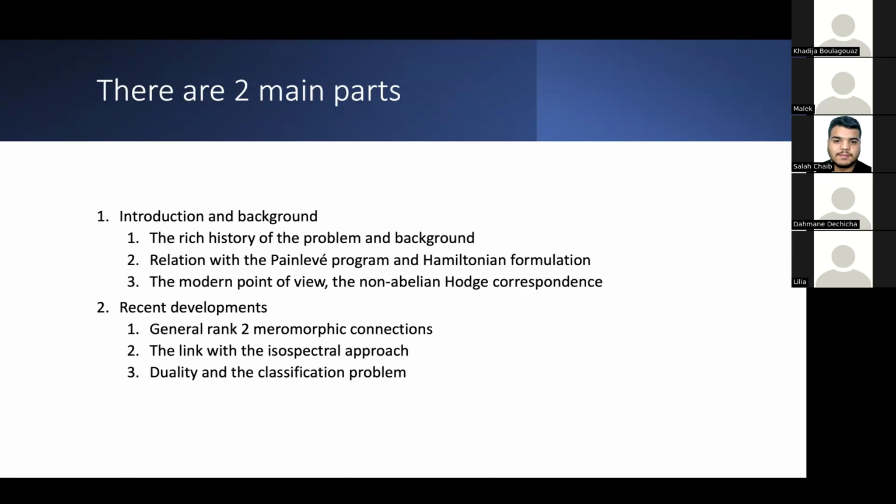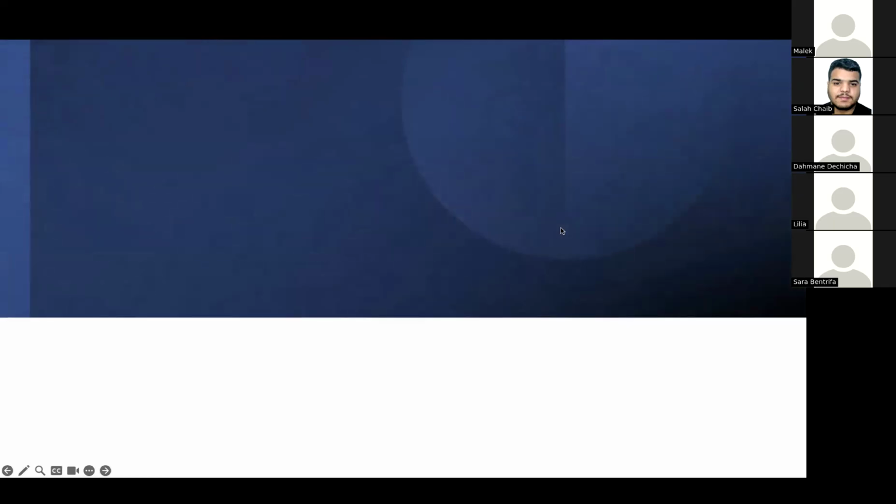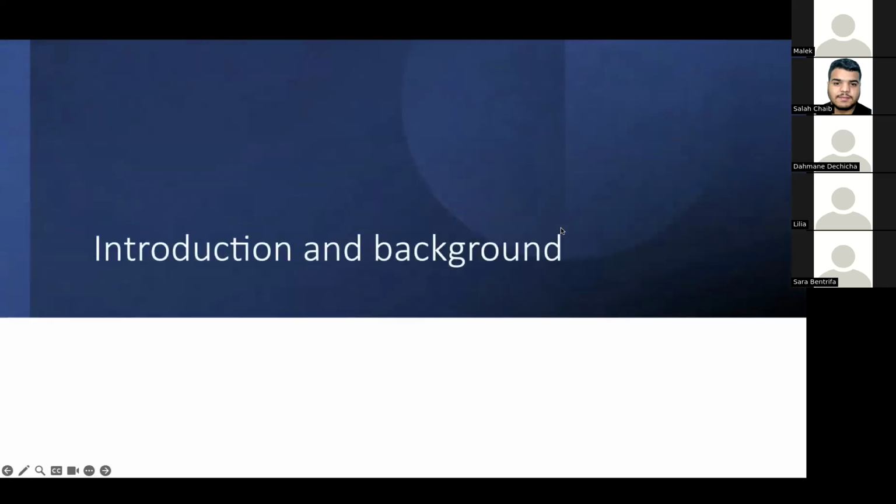So there are two drawbacks of this. One of them is positive, the other one is negative, honestly. The positive part is that for the general rank 2 meromorphic connections, I will treat a very general example that we developed recently. However, the bad part is that I will go a little bit faster because there are some huge formulas that you will see later. So I hope this will not bother you guys. So let me start with the introduction and background.